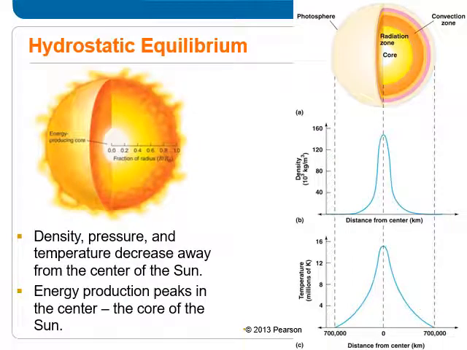As seen in figure 11.2, density, pressure, and temperature decrease away from the center of the Sun. Energy production peaks at the center, the core of the Sun, where the temperature and pressure are highest. In the next lecture, we'll see that the temperature reaches and exceeds the critical 10 million Kelvin for fusion to take place. The Pearson figure on the right shows solar density and temperature according to the standard solar model.